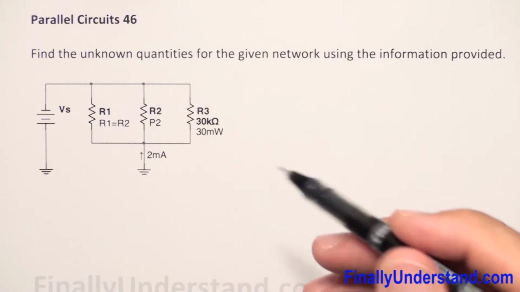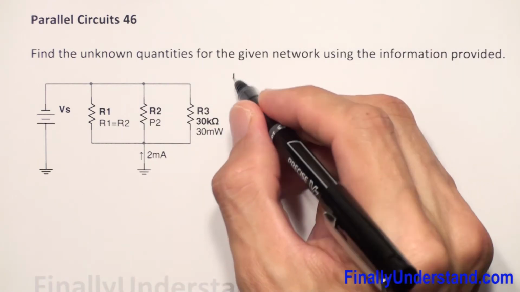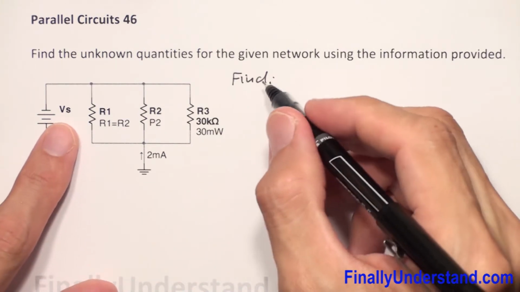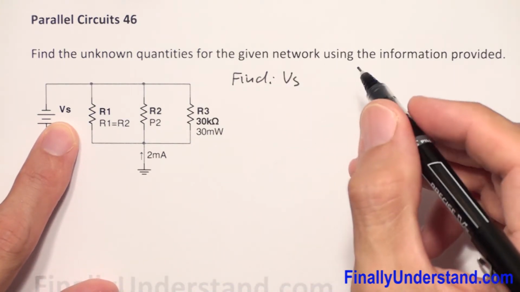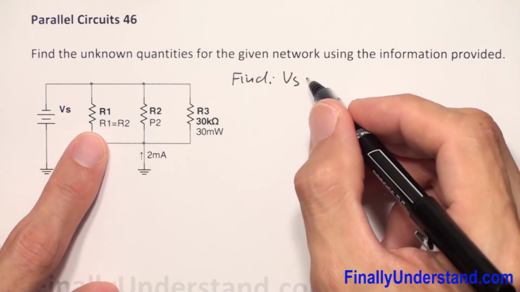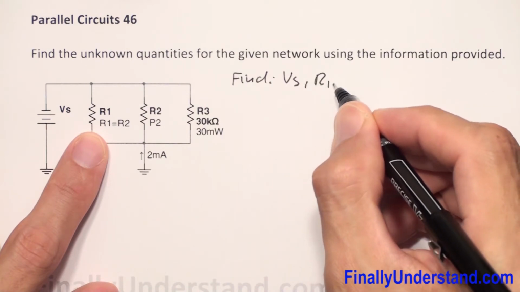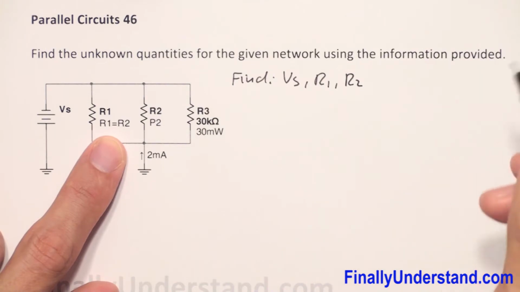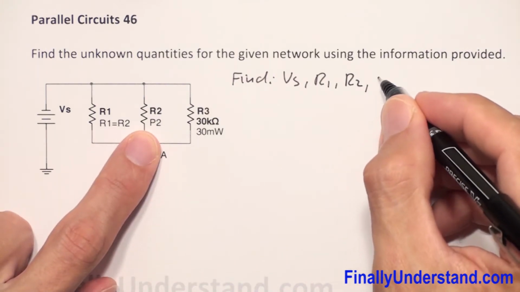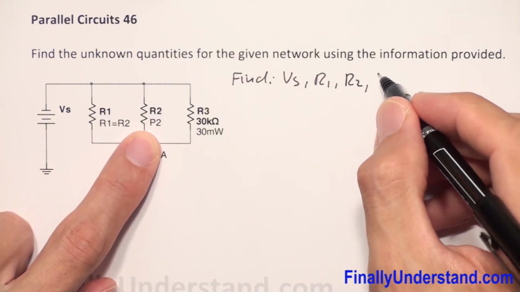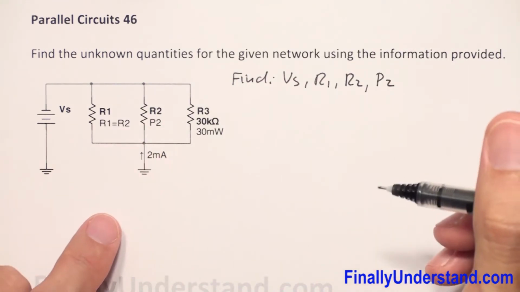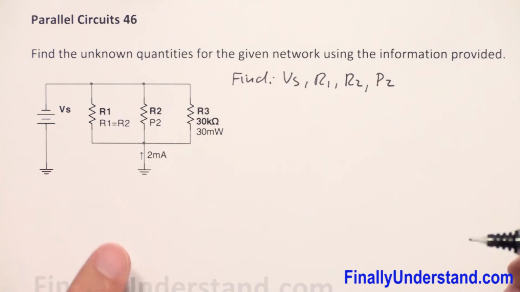But before we start, let's check what we're supposed to find. I have to find the voltage source. I'm supposed to find the value of R1, which is equal to R2, so we can say we also have to find R2. We have to find P2. Okay, and this is basically it.